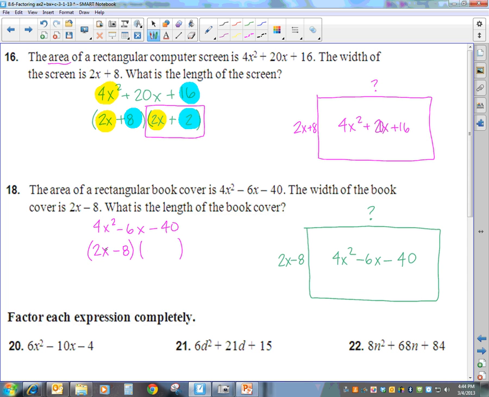So 2x times what gives me 4x squared? 2x. And 8 times what gives me 40, and that is 5. Keep in mind when we check it, that's a negative 8. I need to get to negative 40, so this will have to be a positive 5.